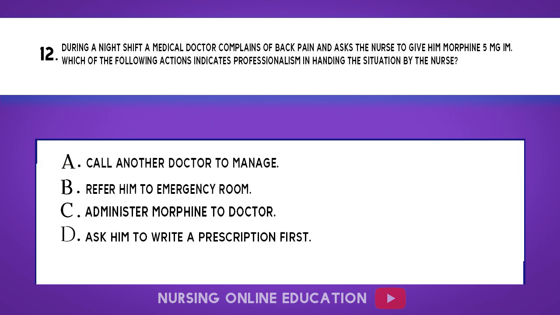Posterior pituitary. 12. During a night shift, a medical doctor complains of back pain and asks the nurse to give him morphine 5 mg IM. Which of the following actions indicates professionalism in handling the situation by the nurse? A. Call another doctor to manage. B. Refer him to the emergency room. C. Administer morphine to the doctor. D. Ask him to write a prescription first. The answer is option B. Refer him to the emergency room.